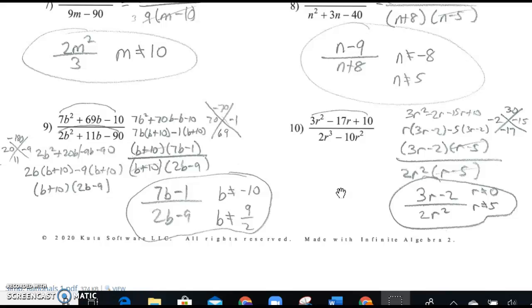All right, on the bottom, you look at both terms. You can take out 2r squared. So we factor out 2r squared, and you're left with r minus 5. The excluded values then, the first factor, 2r squared, would have been 0 if r was 0, so r can't be 0. The second parenthesis would be 0 if r was 5, so r can't be 5. And our final answer when we cancel our common factor is 3r minus 2 over 2r squared.